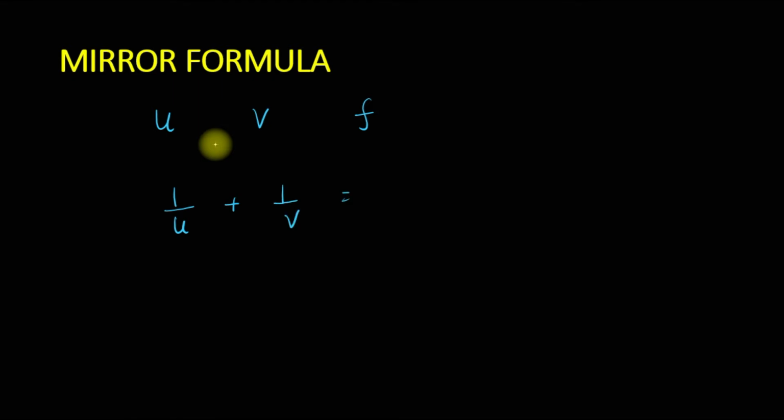This is equal to 1 over f. So 1 over object distance plus 1 over image distance is equal to 1 over focal length of the given mirror. The sign of object distance, the sign of image distance and the sign of focal length is as per the Cartesian system. This is elaborated in the next slide by using a numerical.